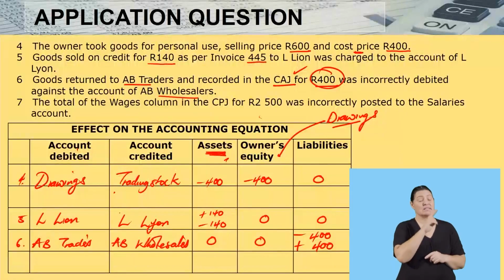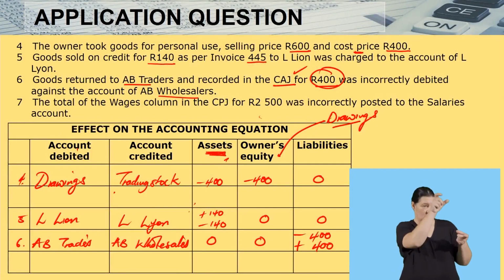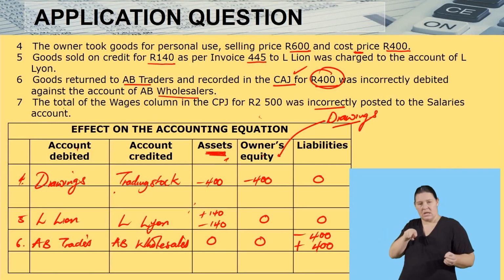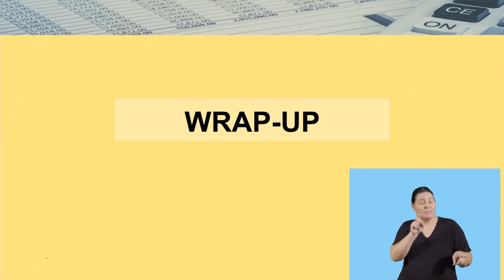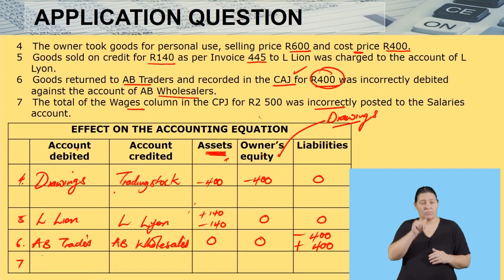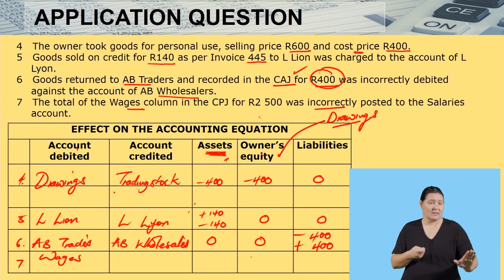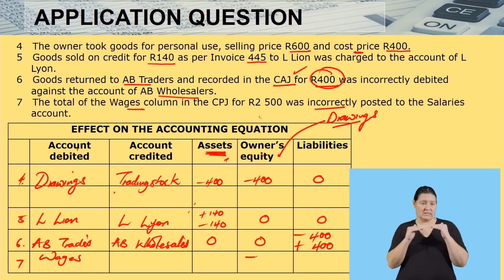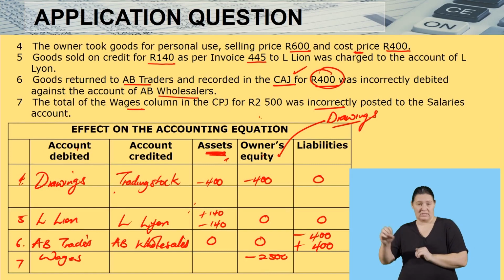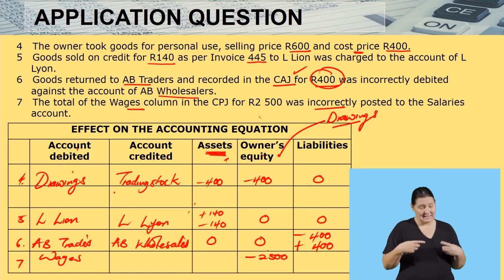We will now do number 7. And the transaction reads, the total of the wages column in the CPJ of 2,500 was incorrectly posted to the salaries account. Remember, these are wages. So the right thing that was supposed to happen on number 7 was we were supposed to debit our wages, and once you debit your wages, which is an expense, it decreases your owner's equity. So I would have my owner's equity minus 2.5. Once you have an expense being debited, it decreases your owner's equity.